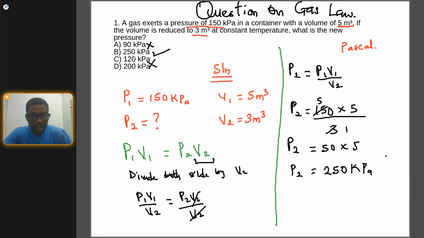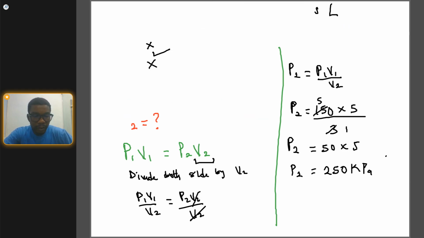Now let's look at the second question, still under gas law. Permit me to wipe the board.